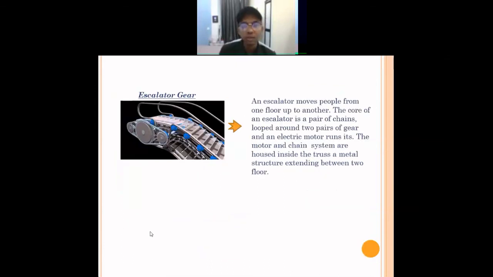And next, escalator gear is one of the sample gear in market also. So escalator gear basically moves people from one floor to another floor. So the core of the escalator is a pair of chains looped around two pairs of gear. So we can call it a conveyor belt. So it takes the theory of how a conveyor belt works. So the motor and chain system are basically housed inside the truss metal structure extending between the two floors.